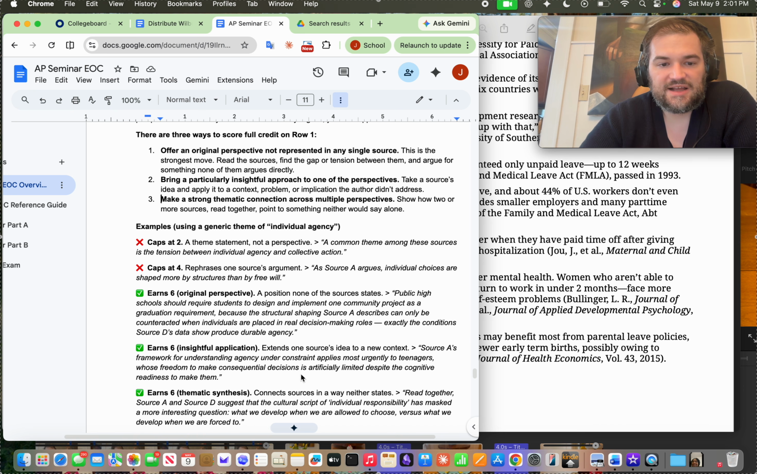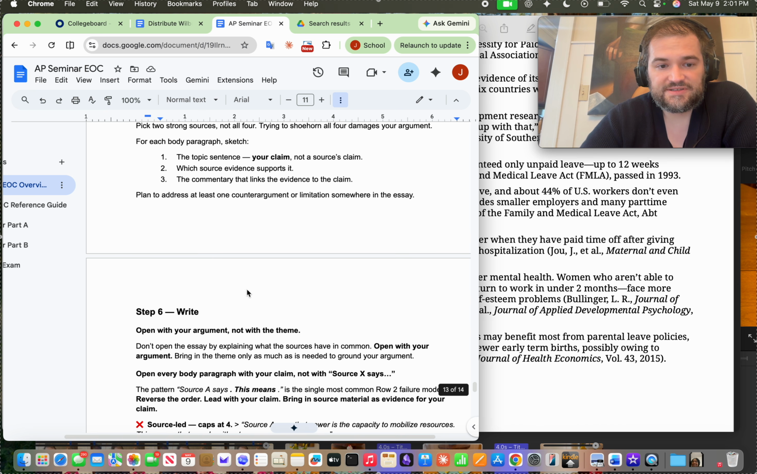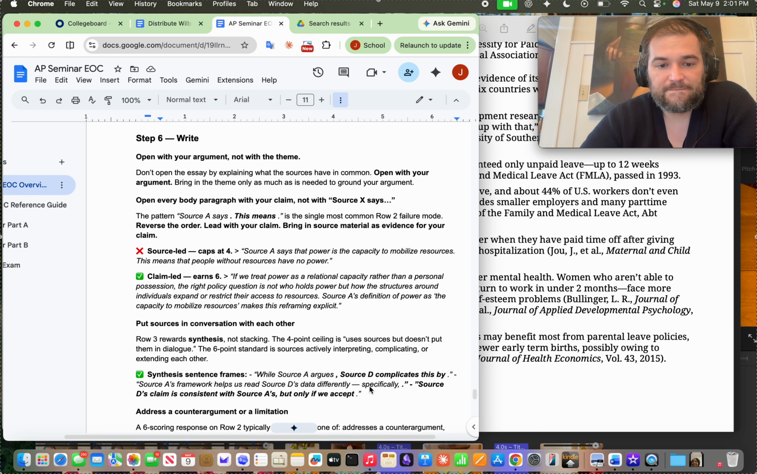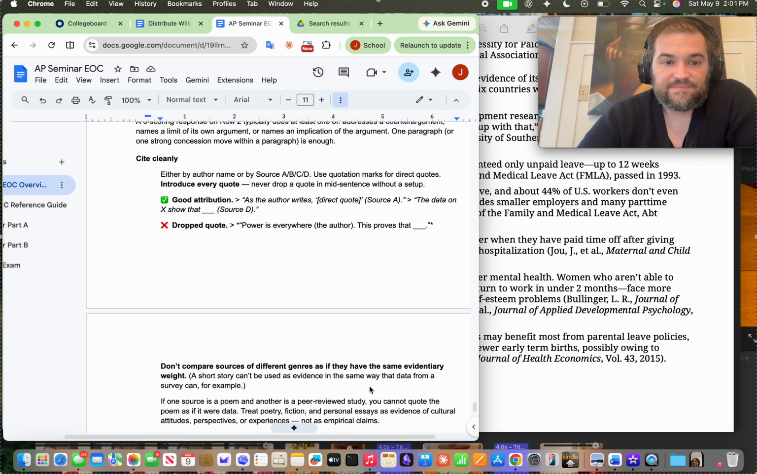So I give you a lot of examples here from the actual student writing over the last few years, which does exactly that, these original things. It shows you what the not original ones look like too.